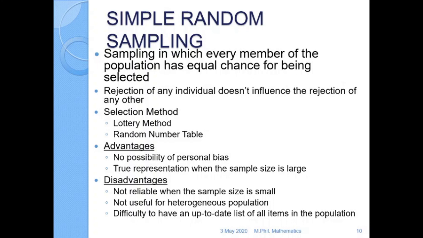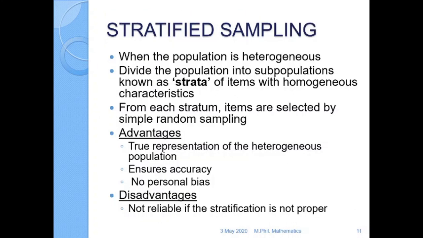The advantage is that there is no possibility of personal bias. If the sample size is very large, the sample obtained from simple random sampling will be a true representation of the population. There are disadvantages like: it's not reliable when the sample size is small, and it's not useful for heterogeneous population. Next is stratified sampling.